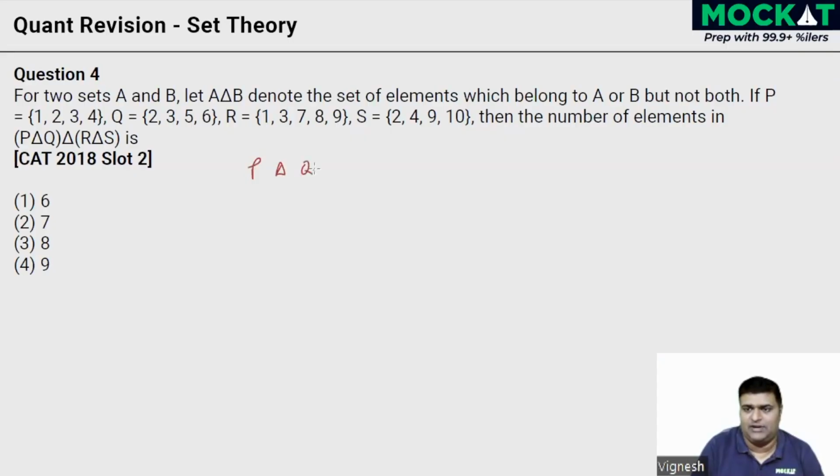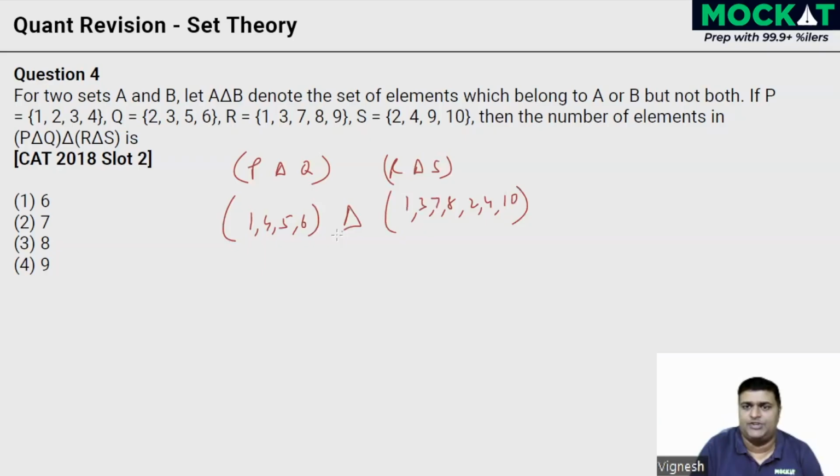Let's start with that. P delta Q is going to be what? P and Q, the common is 2, 3. I don't want that. I have 1, 4, 5, and 6. Right? I'll just put, yeah, because my curly brackets are bad. I'll just use this. And next is going to be R and S. I have to do the same. R delta S. R delta S, the common over here are, so 2, 4, 9, 10, I have a 9. I don't have a 2, 4, or 10. So I'm going to have a 1, 3, 7, 8, 2, 4, 10.